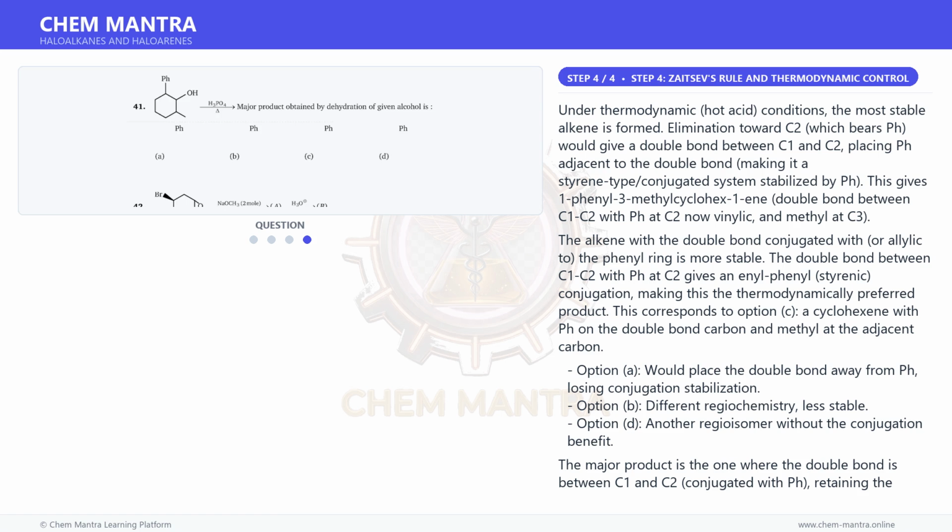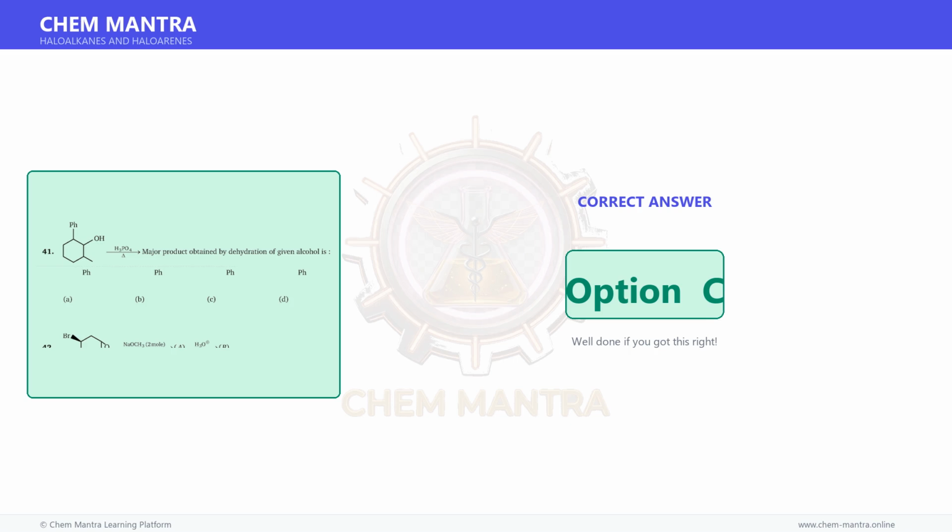Option B, different regiochemistry, less stable. Option D, another regioisomer without the conjugation benefit. The major product is the one where the double bond is between C1 and C2, conjugated with phenyl, retaining the methyl at C3, consistent with option C. Therefore, the correct answer is option C.